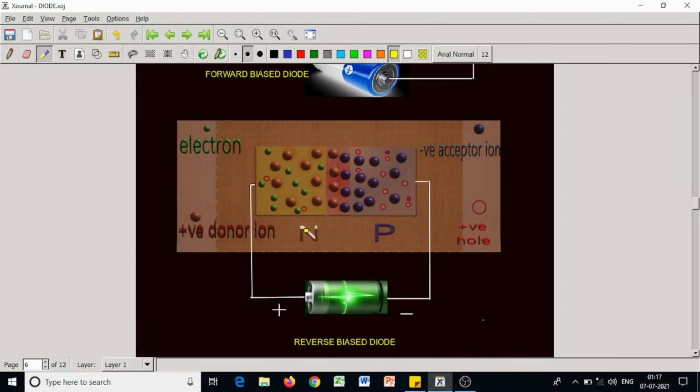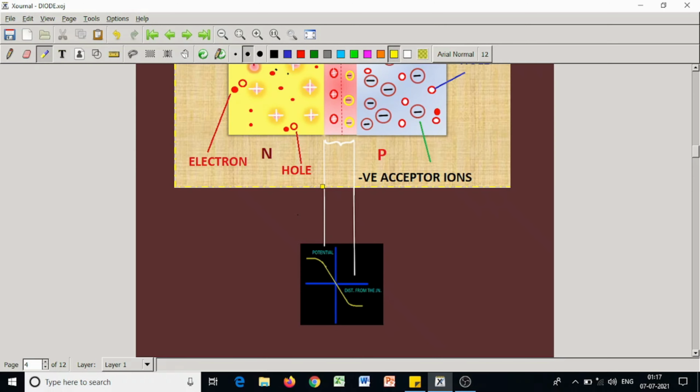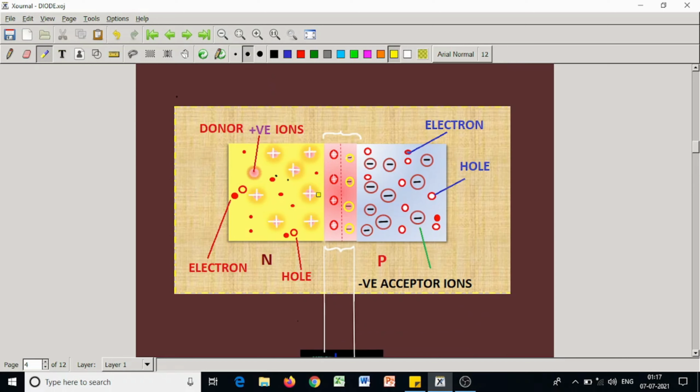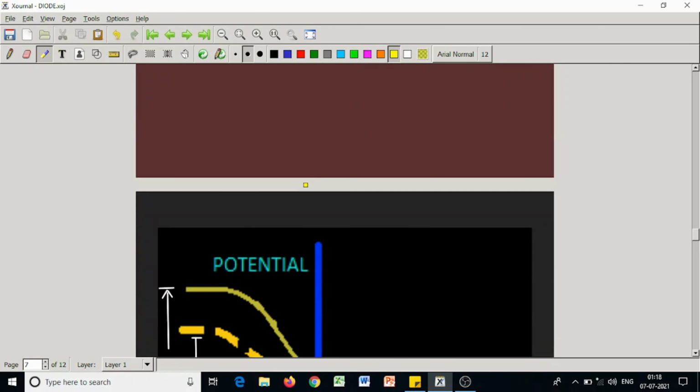On the other hand, if we connect the N side with the positive terminal of the battery and the P side with the negative terminal of the battery, it is called reverse biased. In this case, potential barrier increases. This positive terminal attracts these electrons in this direction, and the negative terminal attracts these holes in this direction, so potential barrier increases. The actual potential picture is like this.